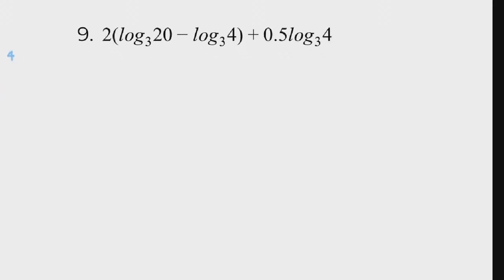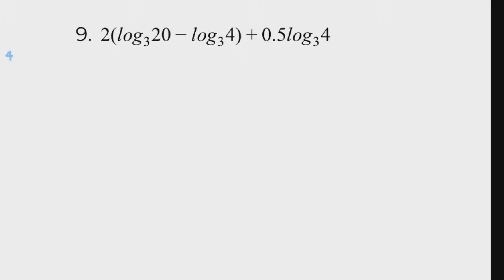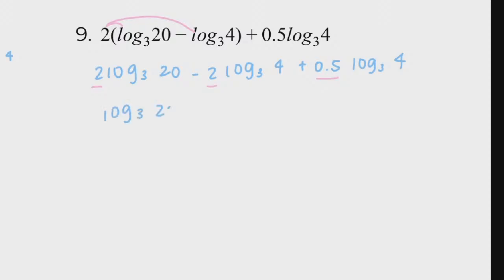Okay, number 9. We have 2 times log base 3 of 20 minus log base 3 of 4 plus 0.5 log base 3 of 4. First, I'm going to distribute this 2. So this would be 2 log base 3 of 20 minus 2 log base 3 of 4 plus 0.5 log base 3 of 4. And now all the numbers in the front I'm going to bring up as exponents. So we have log base 3 of 20 squared minus log base 3 of 4 squared minus log base 3 of 4 to the 0.5.